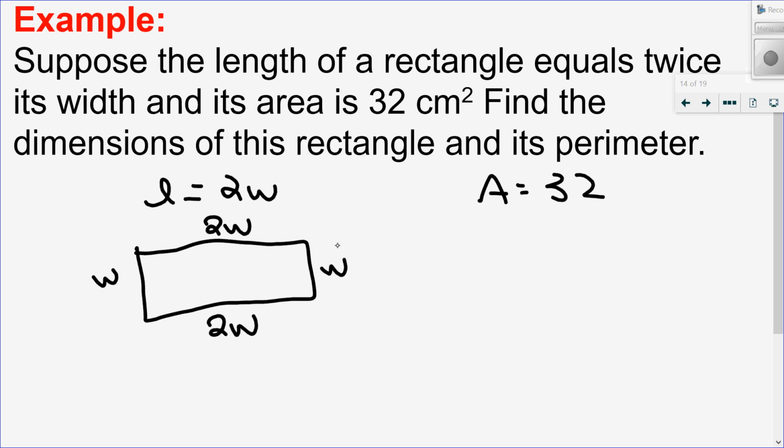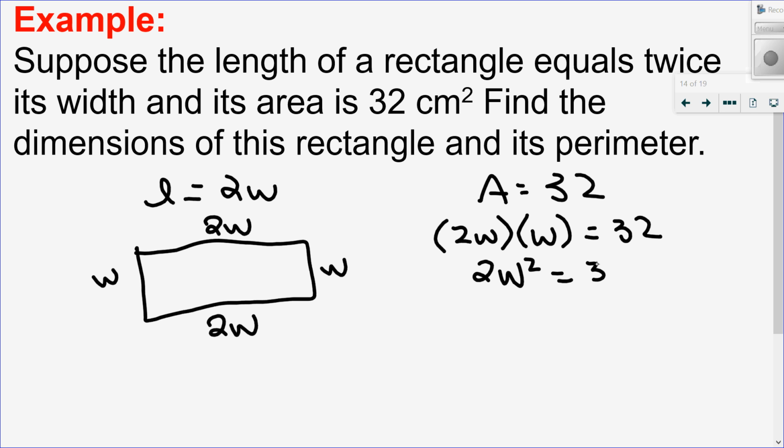Okay, now let's go to my area. So my area is length times width. So length, which is 2w, times width, which is w, equals 32. So 2w times w is 2w squared equals 32. Now, at this point there's a couple of ways of solving it. You can solve it using the square root principle, or you can solve it by factoring. I'm going to solve it by factoring. So I'm going to subtract 32 from both sides. So I get 2w squared minus 32 equals 0.